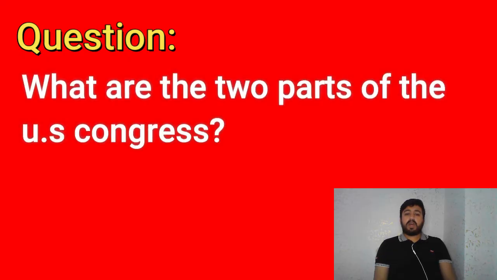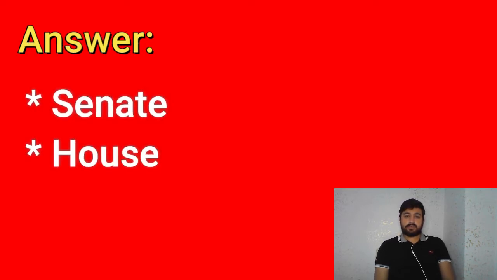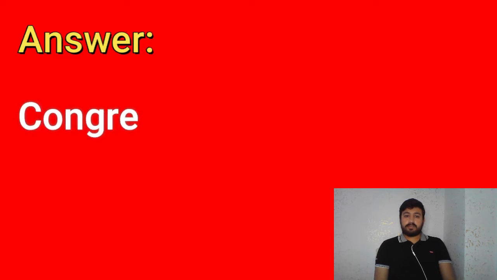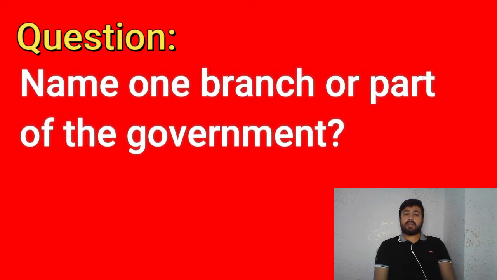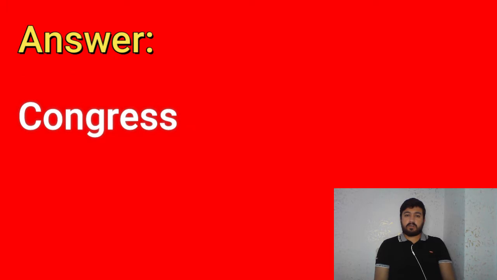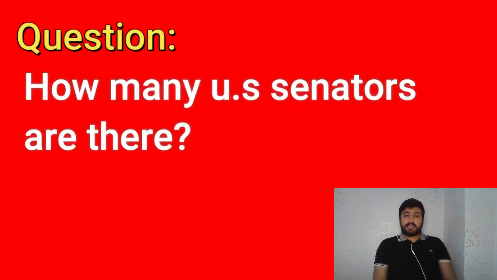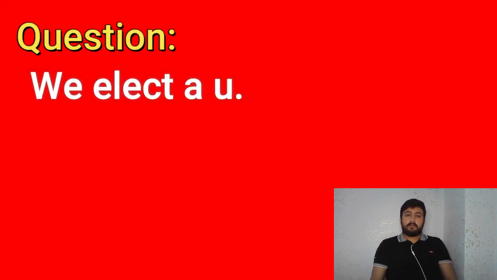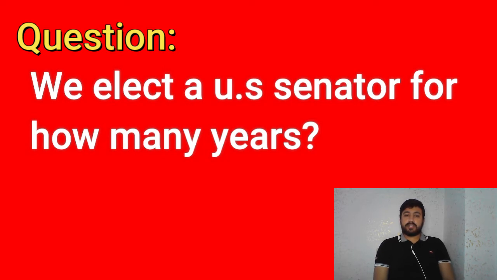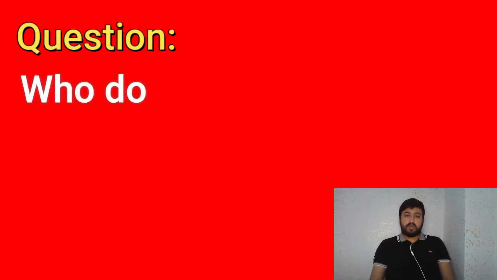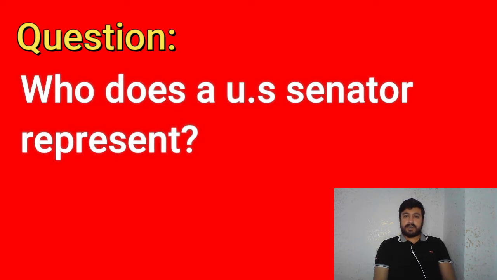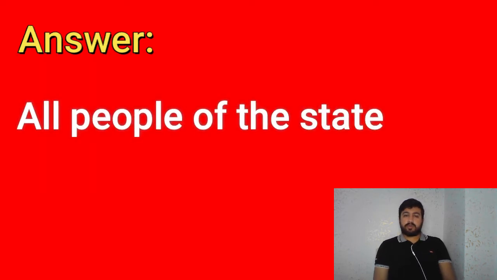Very good. The next branch of government we are going to discuss is the legislative branch, which is also called Congress. What are the two parts of the US Congress? Senate and House. Who makes federal laws? Congress. Name one branch or part of the government. Congress. How many US senators are there? 100. We elect a US senator for how many years? 6 years. Who does a US senator represent? All people of the state.